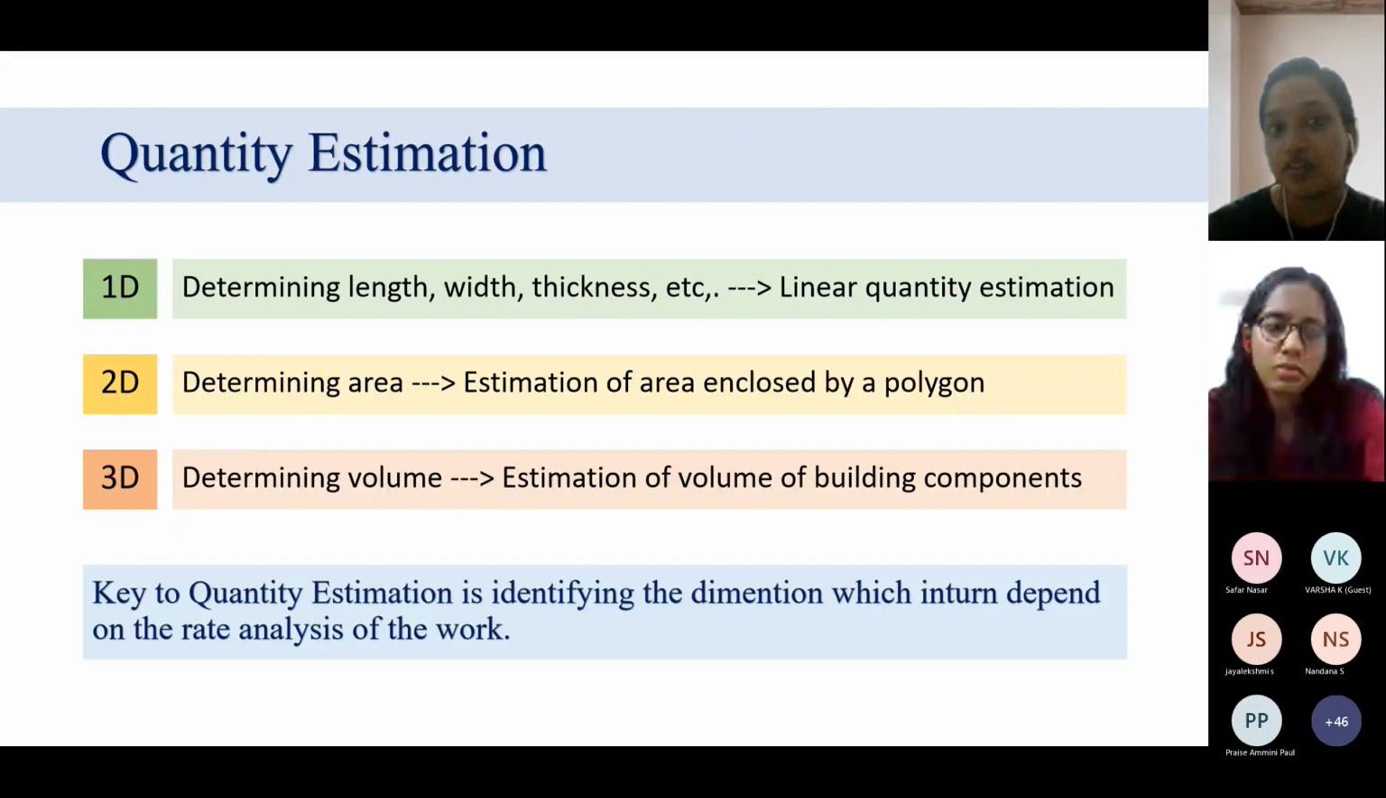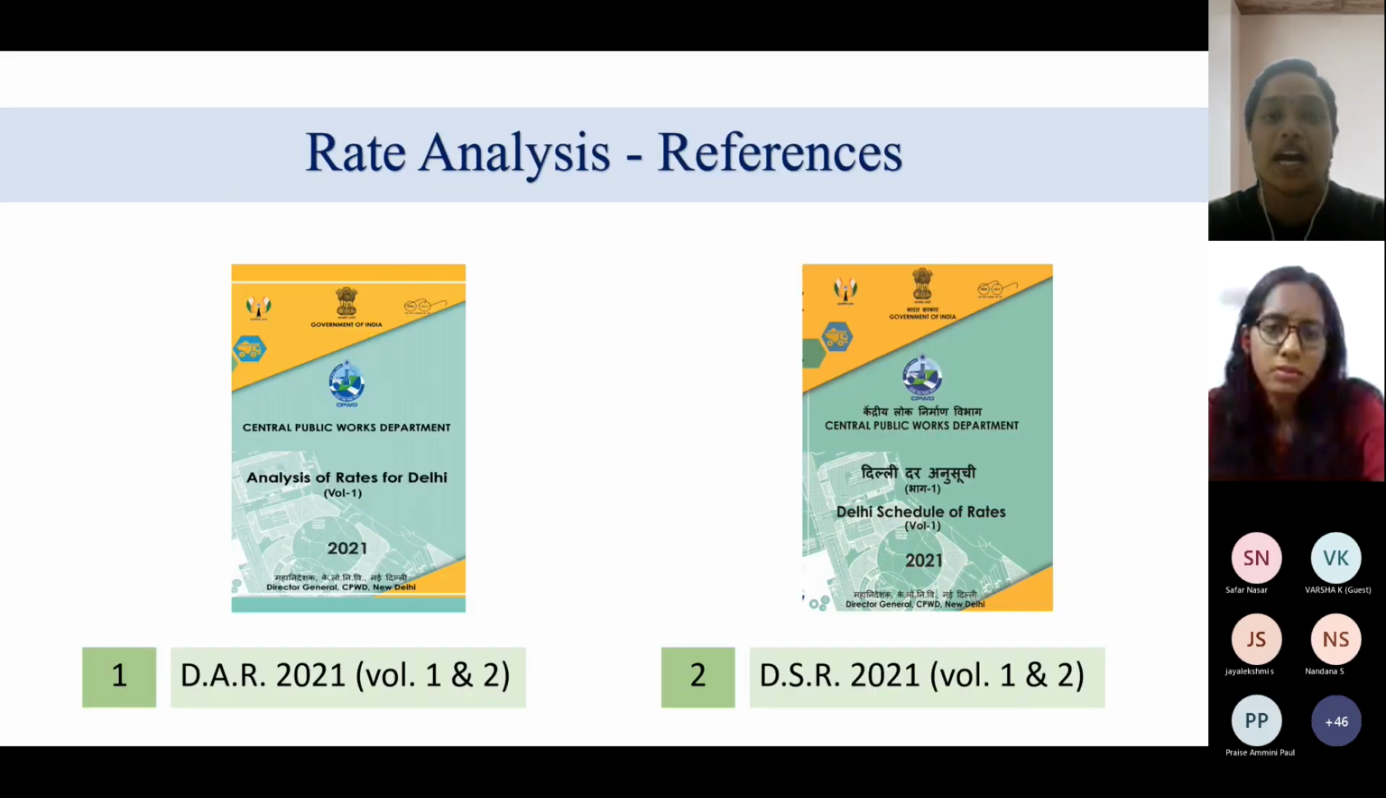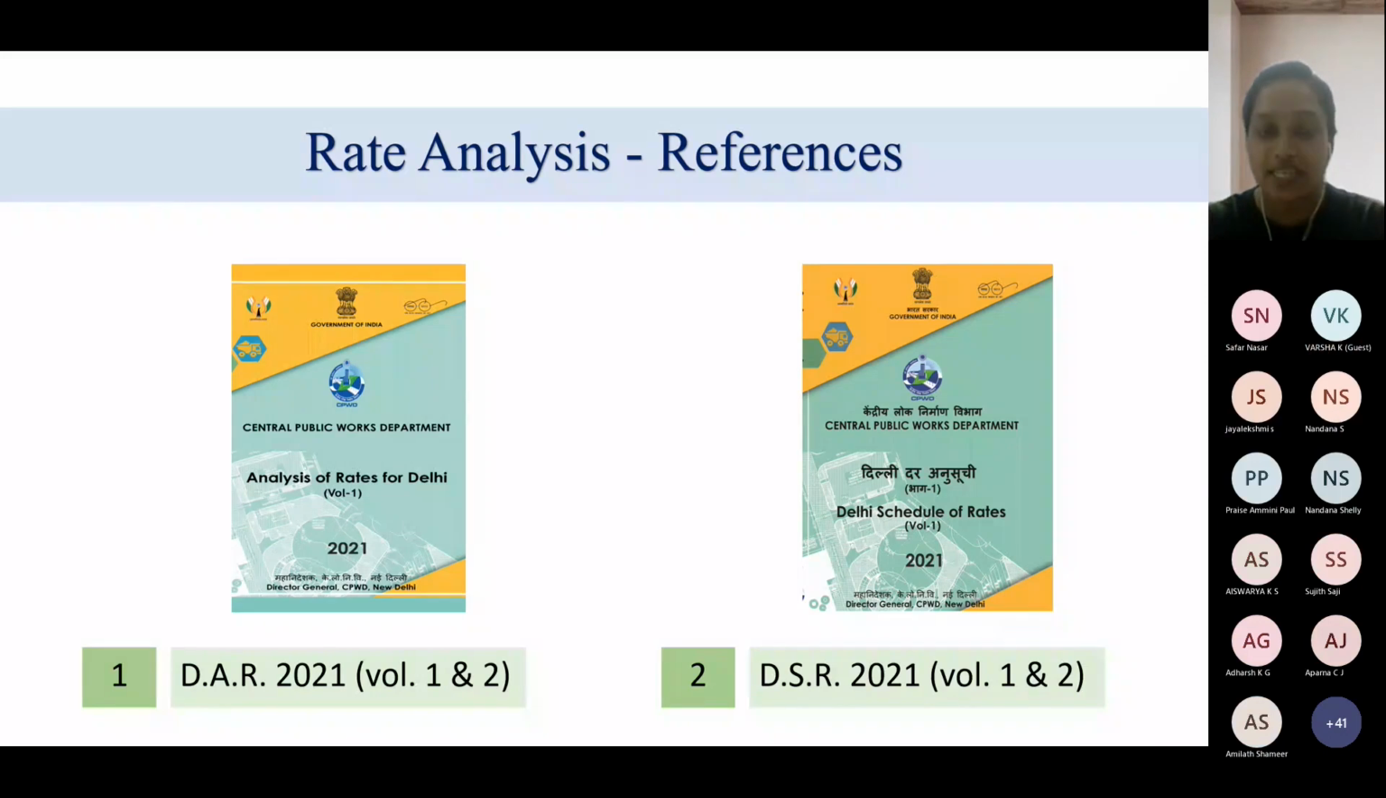Now, the key to quantity estimation is identifying which dimension you are dealing with, and determining the dimension is in turn dependent on the rate analysis of the work, because we are specifying the rate of material based on the quantity, or quantity is depending on the rate. They are interdependent to be exact. Now, we have covered the quantity part. Now on to the rate analysis part.